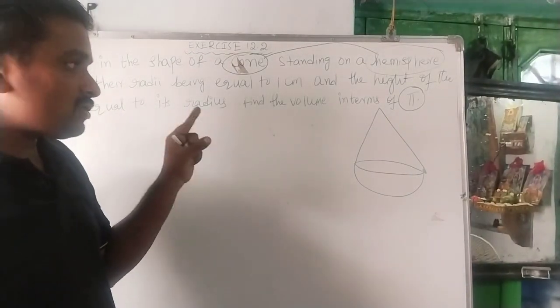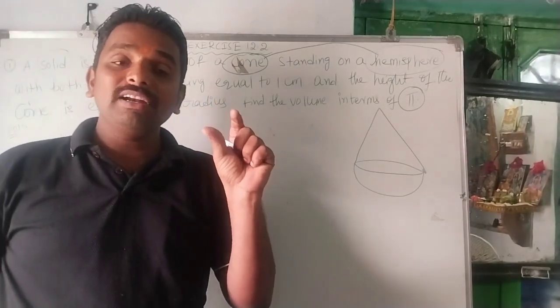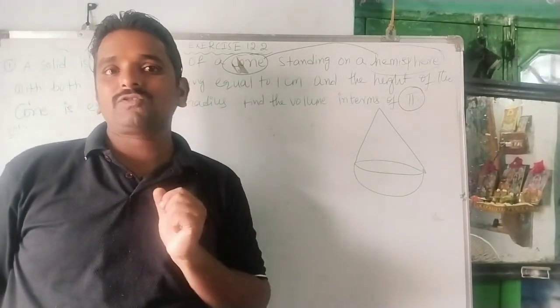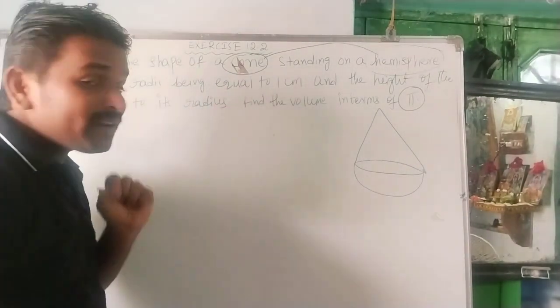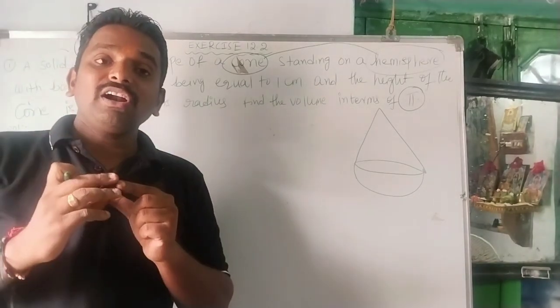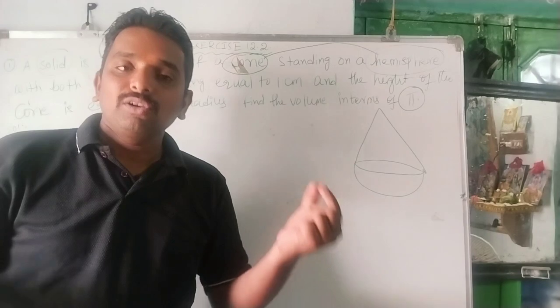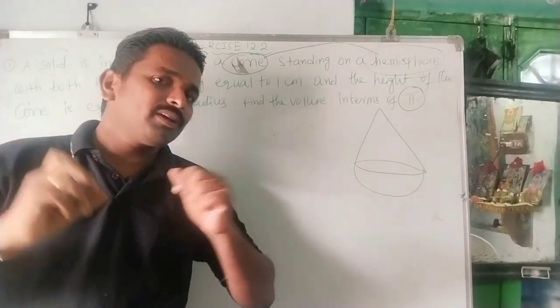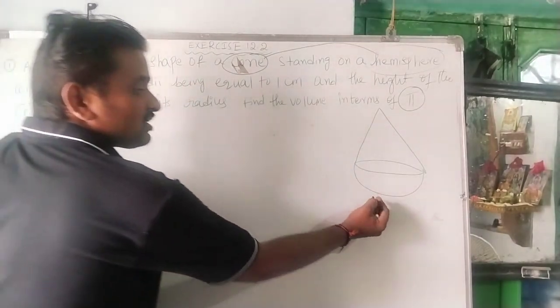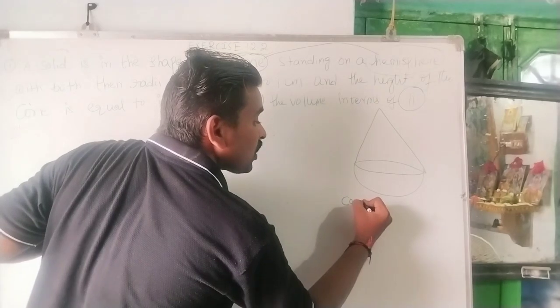What is the shape of the given solid figure? The given solid figure is an example of a combination of solid figures. What is the definition of combination of solid figures? A figure which is formed by two or more than two solid figures is called a combination of solid figures. This is an example of a combination of solid figures.